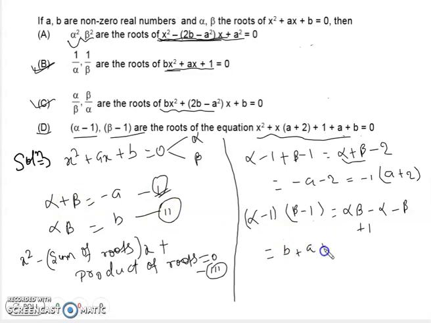And plus 1. So directly you can put these values and you will get this equation: x square minus sum of roots, so x square minus (a plus 2) into x, plus the product of roots. What is the value of the product of roots? It is equal to 1 plus a plus b. So option D is also correct.